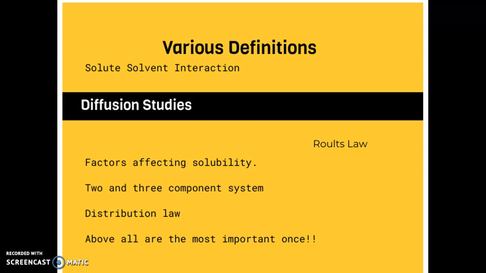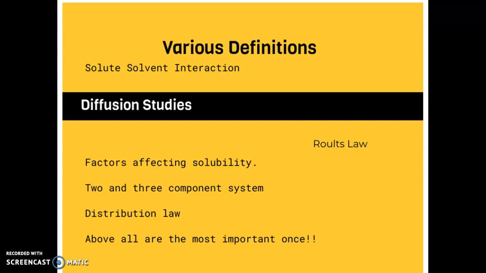Then we had covered Raoult's law, what are ideal and real solutions, and what are the deviations of Raoult's law. Along with that, we had covered the solid, liquid and solid, gas solubilities and the parameters involved in them.